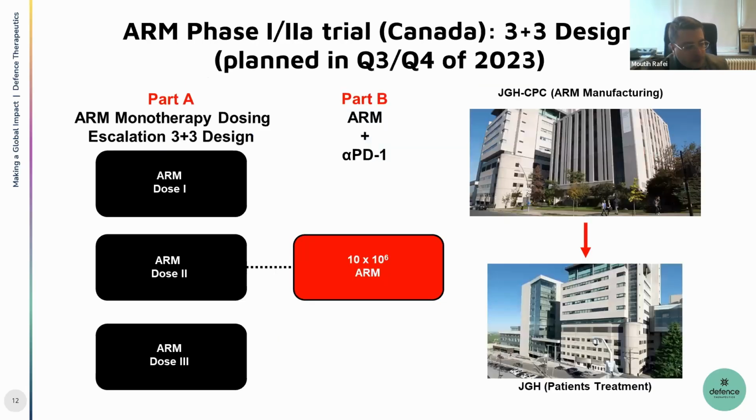So right now, we're moving very well in terms of developing our phase 1 trial. We're starting the manufacturing at McGill in a cell processing center. We would like eventually to go for a 3+3 design for our phase 1, identify a dose that is well tolerated by patients, and eventually move on to a combo with an anti-PD-1 to see if we can even see some therapeutic effect in these patients.